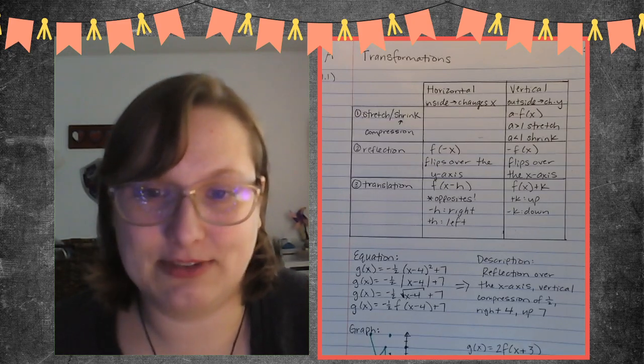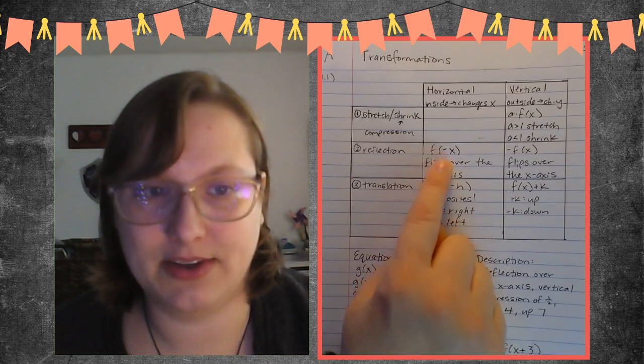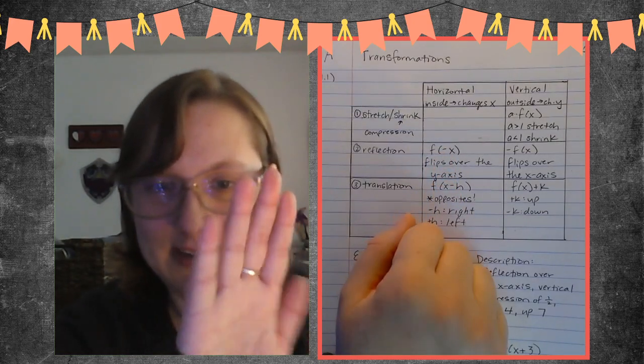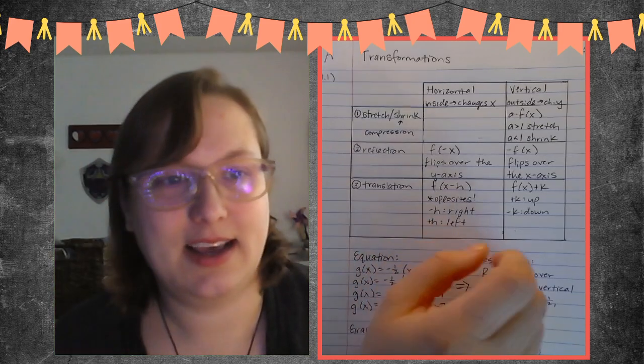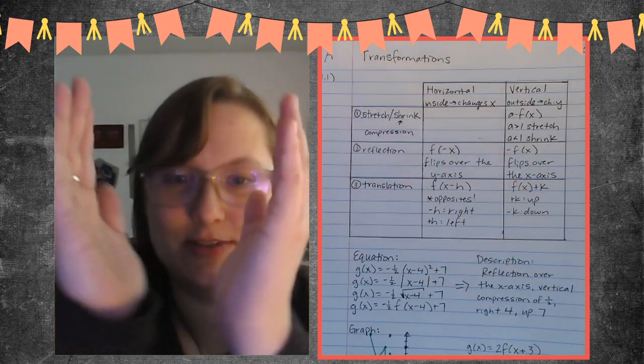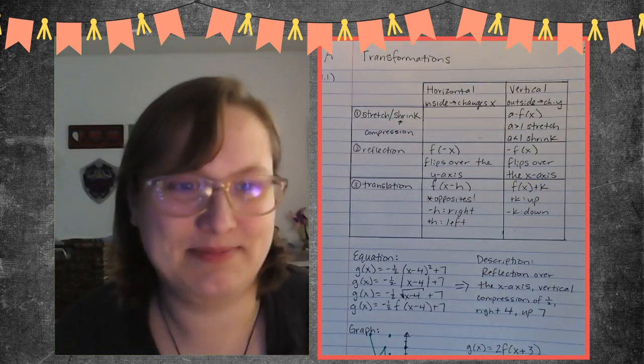Next thing we worry about is reflections. If the negative's inside with the x value, it flips over the y-axis. So it goes from here to here. If the negative's outside, it flips over the x-axis, which means the graph goes from here to here. I can't show you, but it goes down.